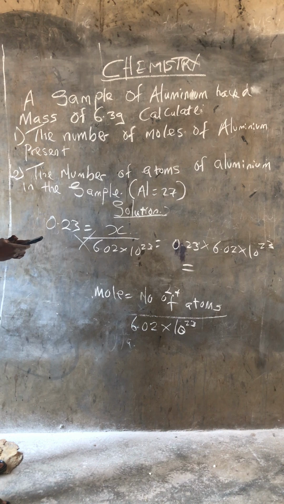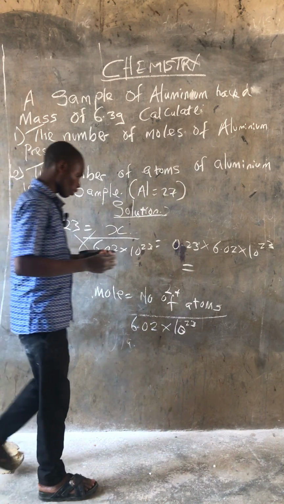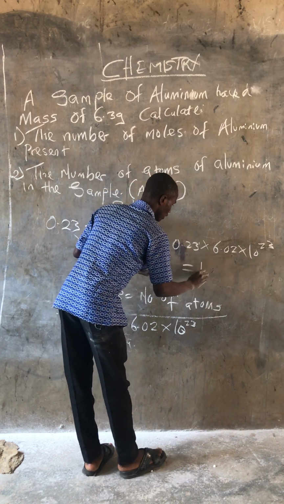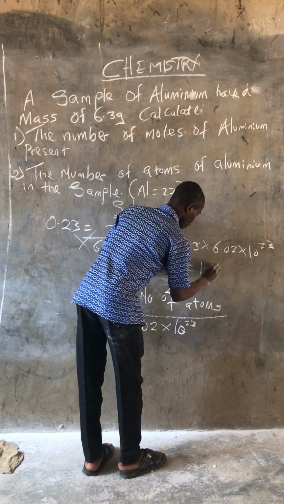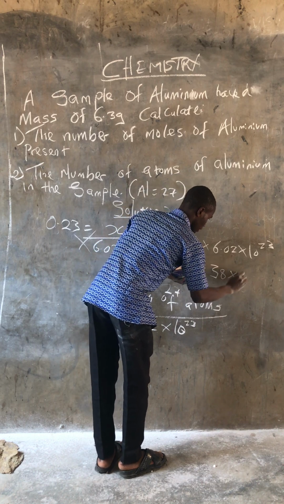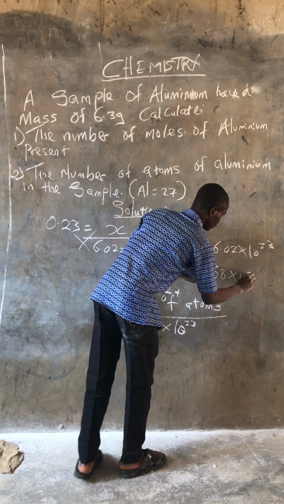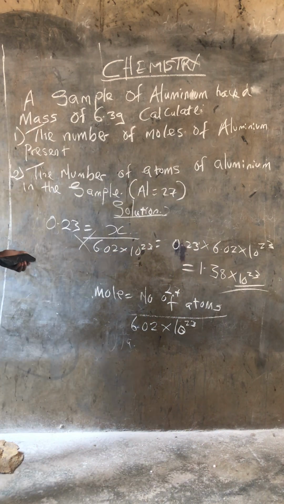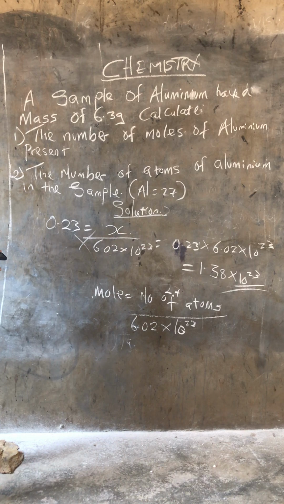times 6.02 times 10 to the power 23, which will be 1.38 times 10 raised to the power 23. So this is the amount of atoms of aluminium present in the sample.